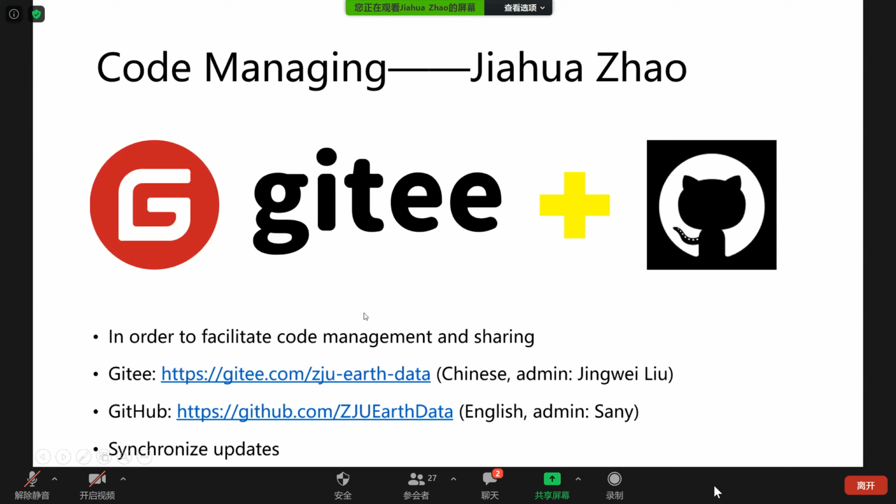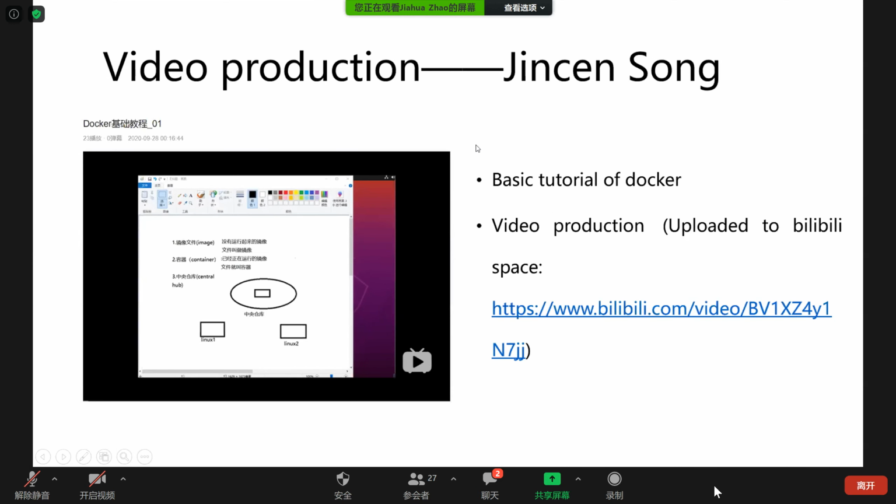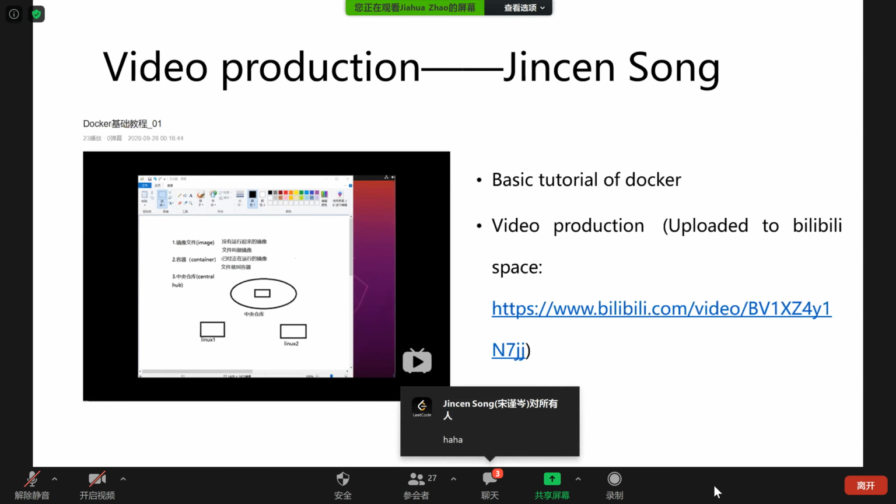And about the video production, Jingceng completed the video about a basic tutorial of Docker, which is a powerful tool for code or environment migration. Yeah. And he uploaded it to the Bilibili space.